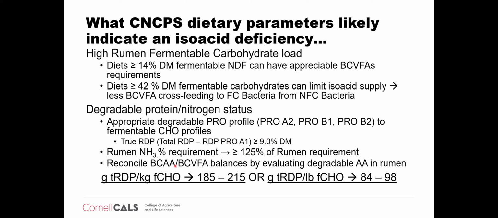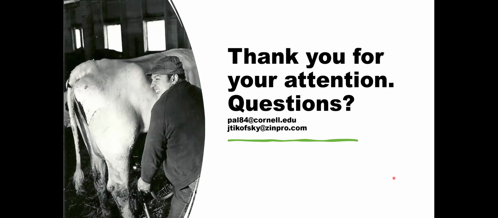And then we're going to have to reconcile the branched chain amino acid and branched chain VFA balances by evaluating the degradable amino acids in the rumen. And your ratio of true RDP to kilograms of fermentable carbohydrate, 185 to 215, or true RDP to fermentable carbohydrate, 84 to 98. So again, we'll start looking at some of these ratios to help provide some guidance on when you should see deficiencies and where you should be to overcome the deficiency. And be happy to take any questions.